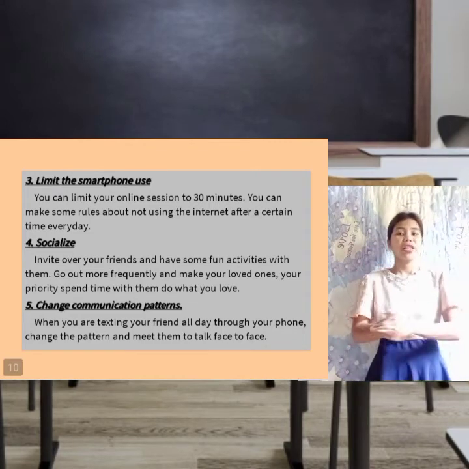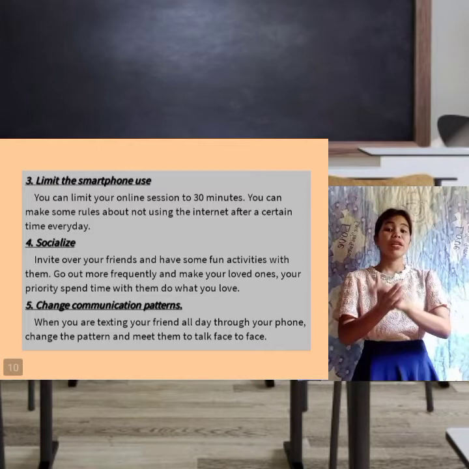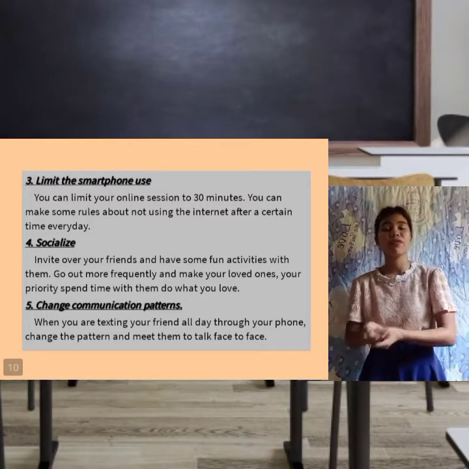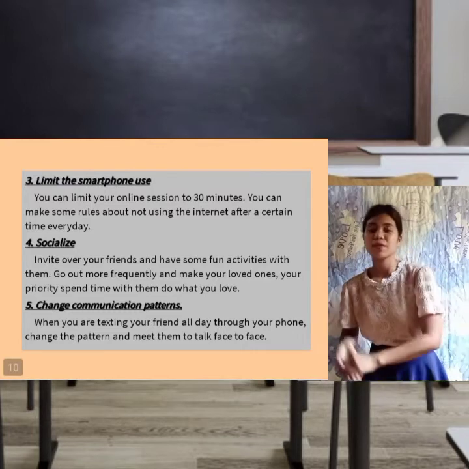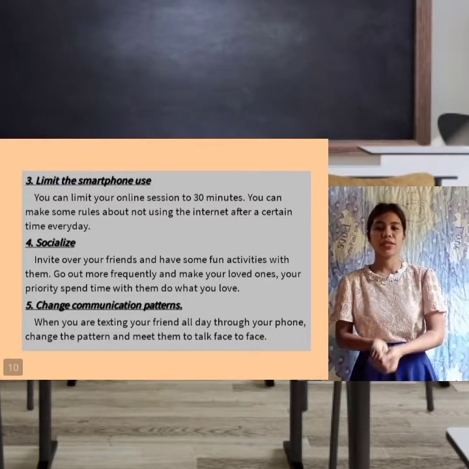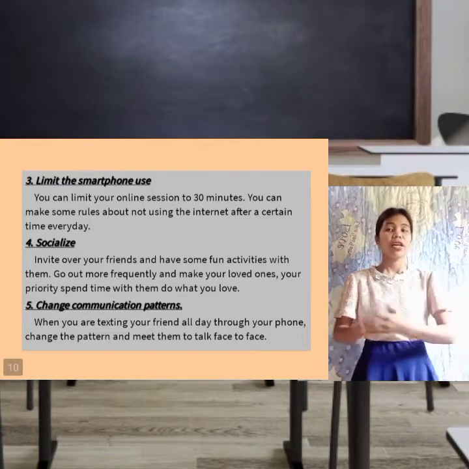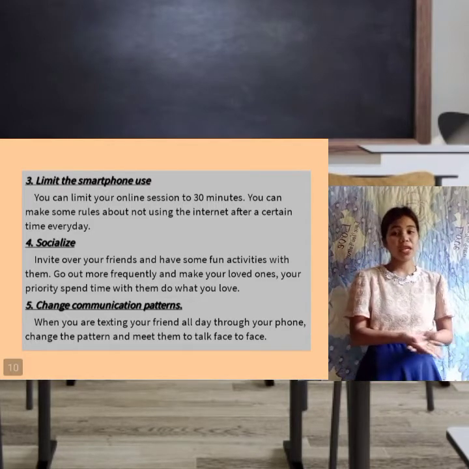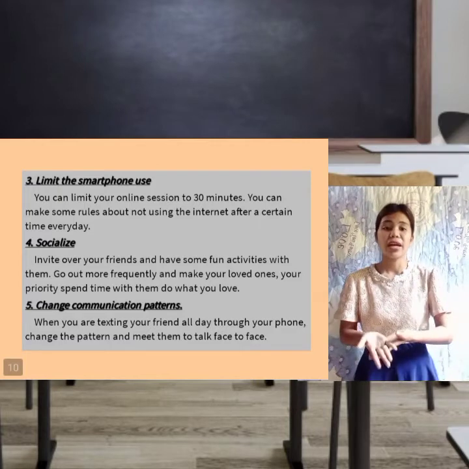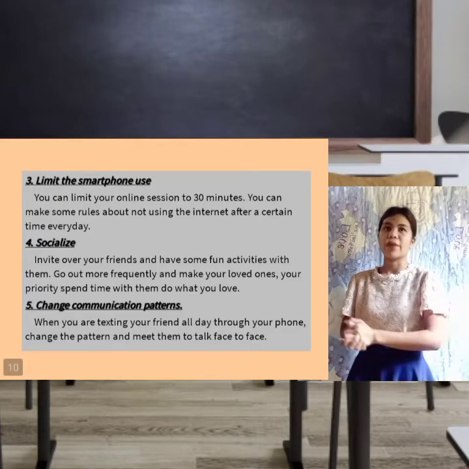rather than your internet relationships. So class, when you have family, friends, and loved ones, you have to make some time with them and not focus on internet relationships. On the other hand, you have to focus on your relationship with your family, friends, loved ones, and others.